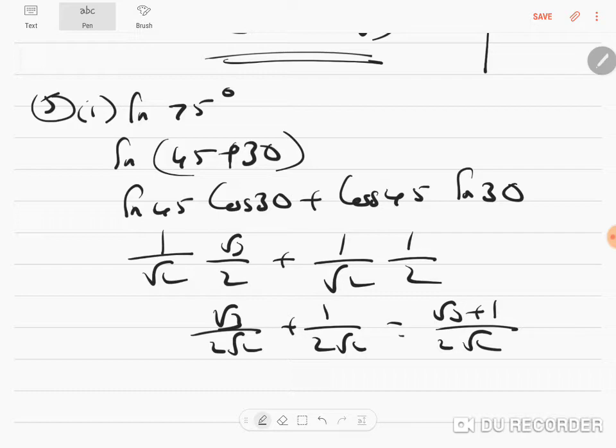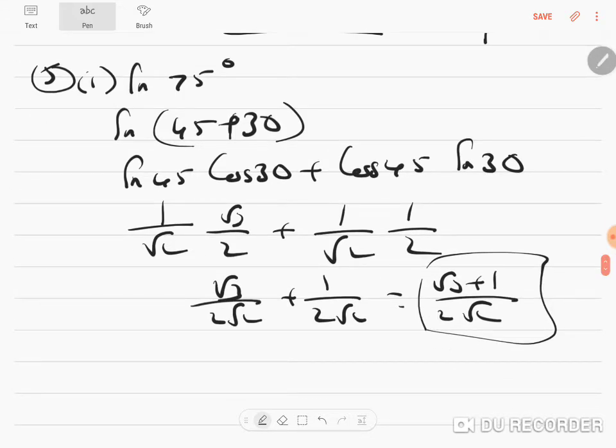Sin 45 is 1 by root 2, cos 30 is root 3 by 2, cos 45 is 1 by root 2, sin 30 is 1 by 2. Yeah, perfect. So, you check your book back. If they had rationalized, you may have to rationalize. Otherwise, you can leave it as it is.